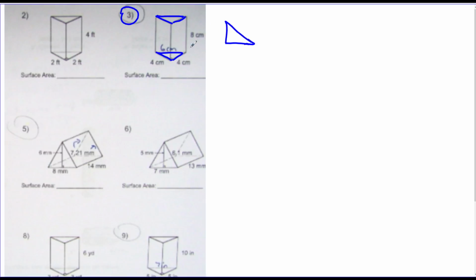Okay, right triangle with sides of 4, 4, and 6. So we need the perimeter of that triangle. So we add up the sides. So 4 plus 4 plus 6, and that is 14.